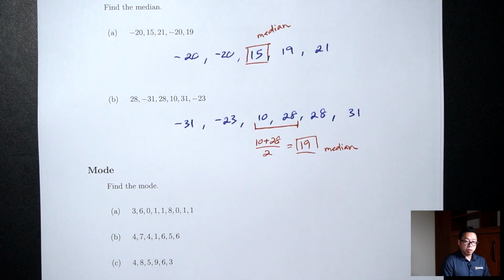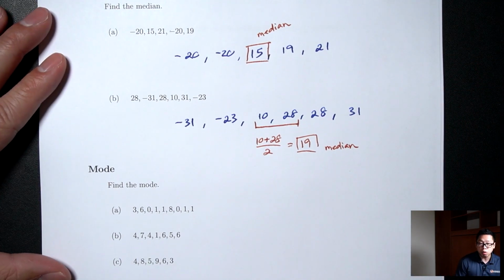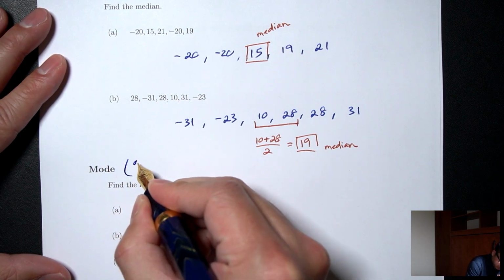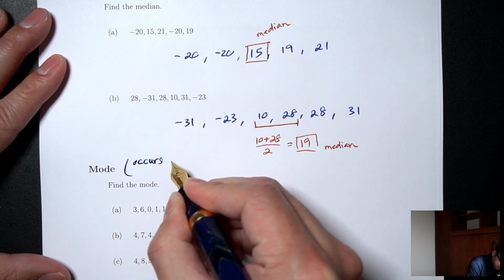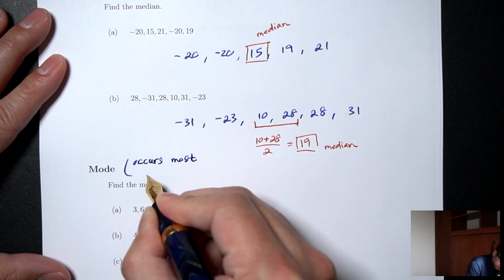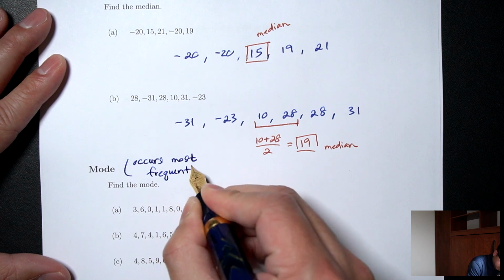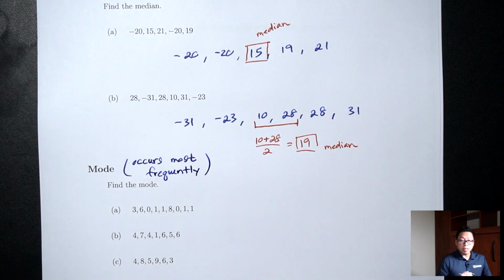The last measure of center is the mode. And the mode is the number that occurs most frequently. It's the data value that occurs the most often.